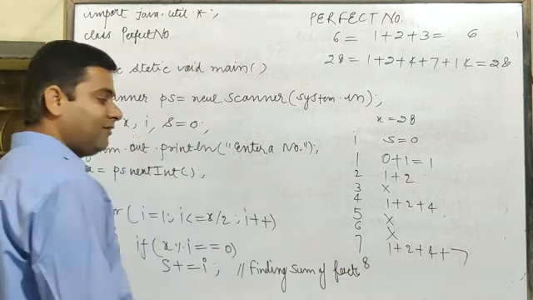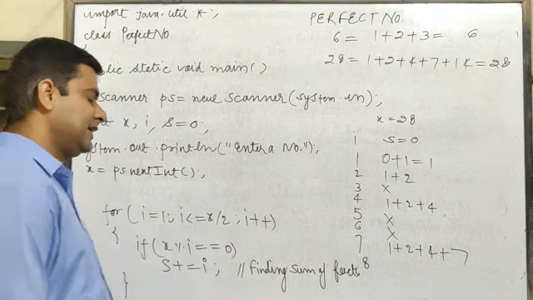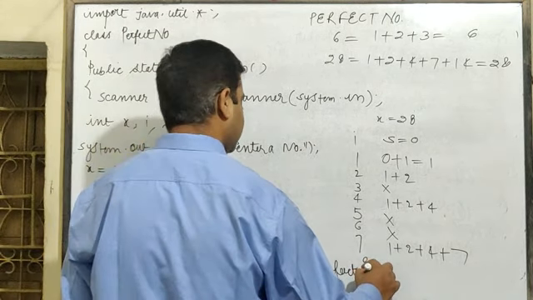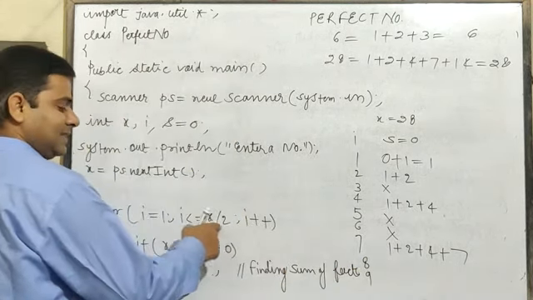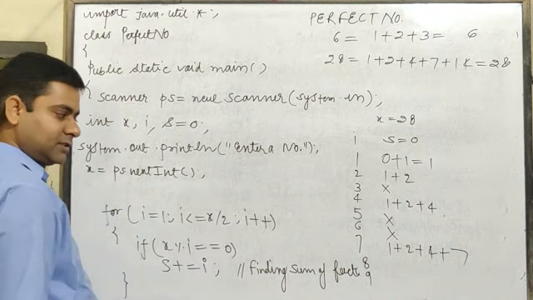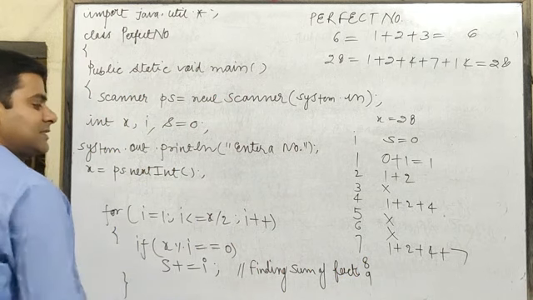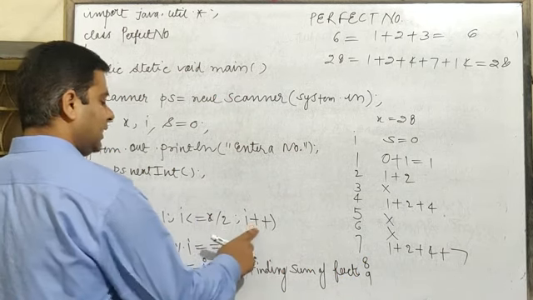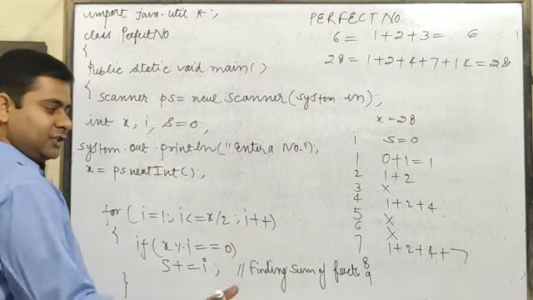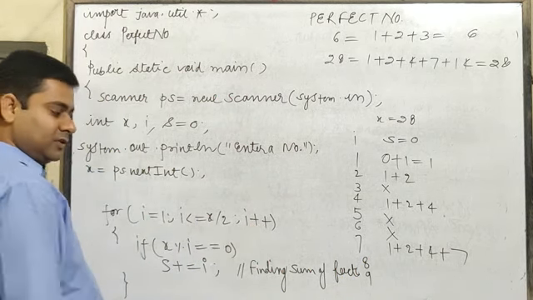8 is less than 14? Yes. 28 modulus 8, condition false. i plus plus, 9. 9 is less than 14, condition true. 28 modulus 9, false. Then i plus plus, 10. 10 is less than 14, condition true. 28 modulus 10 equals to 0? Condition false. i plus plus, 11.